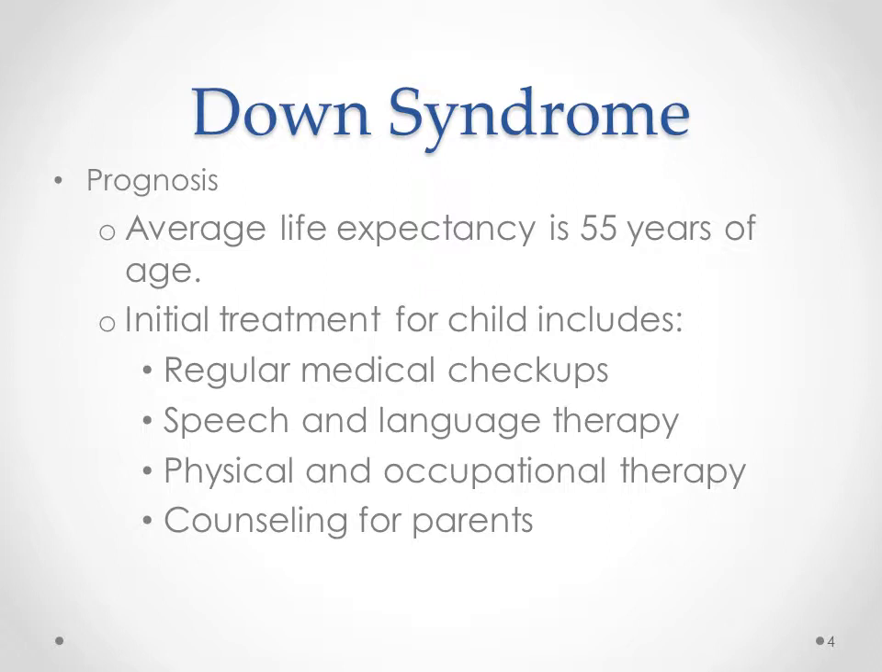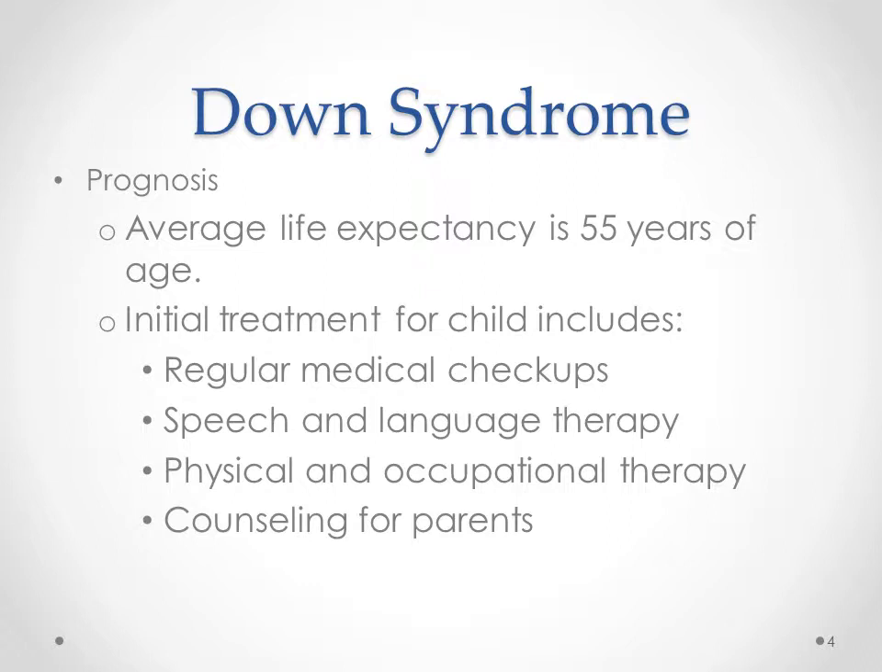Initial treatment for a child includes following regular medical checkups and doing those well baby checks. Maybe some speech and language therapy, because you may see some speech delay. Physical and occupational therapy, because typically children with Down syndrome present with lower muscle tone. There also may be some feeding issues at first. So you're going to want those regular medical checkups to check the baby's vital signs, the weight, some of the reflexes, some of those types of things.